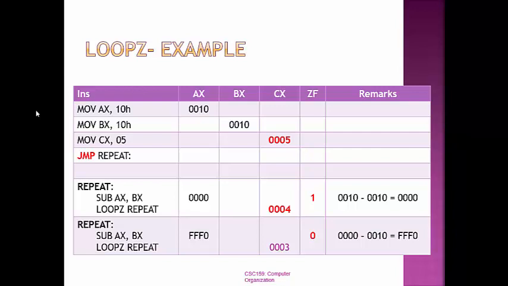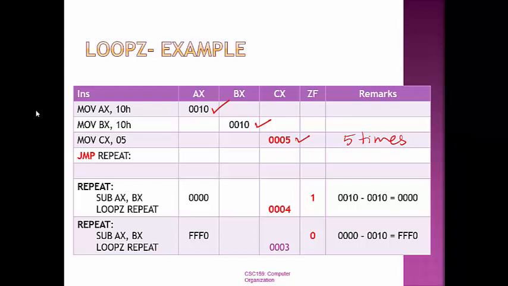So the first instruction, move X 10. So X equal to 0, 0, 1, 0. The next instruction, move BX 10, BX equal to 0, 0, 1, 0. And then the third instruction, move CX 05, so CX equal to 0, 0, 0, 5. So dekat sini kita dah tahu. So this loop instruction will loop the operation 5 times.